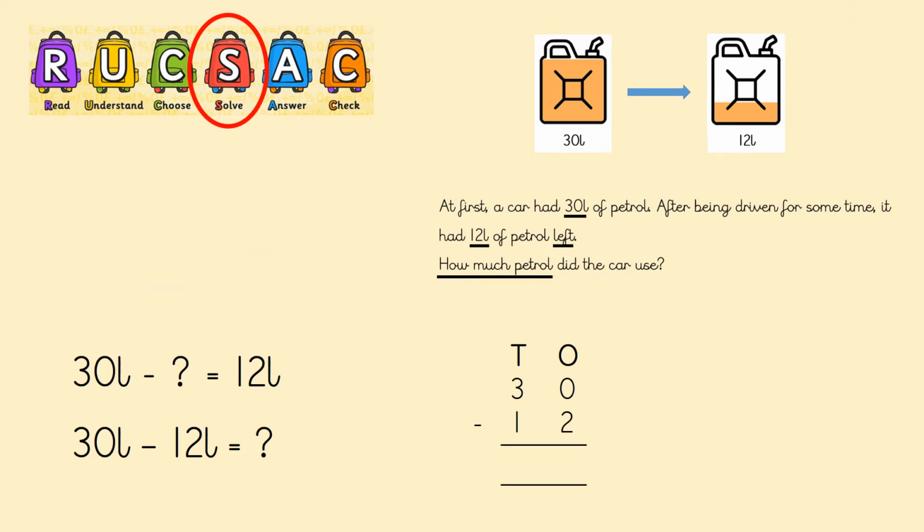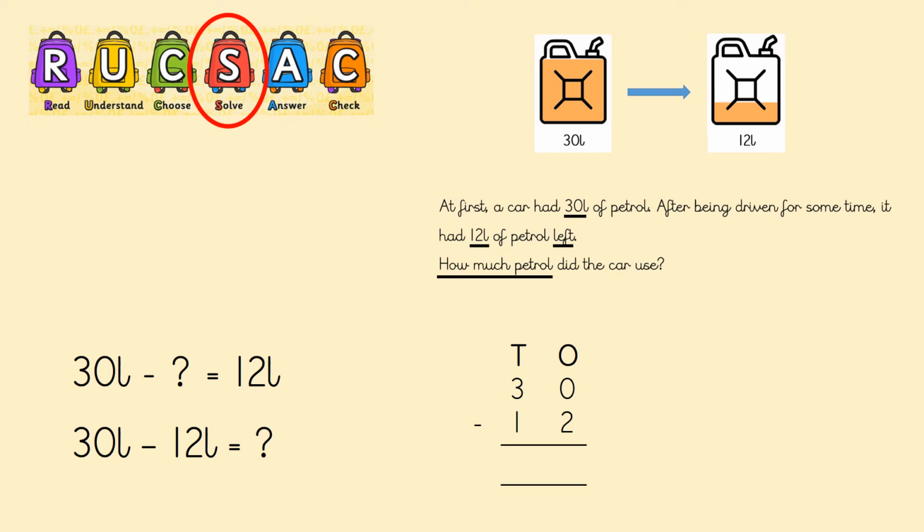So now it's time to solve it. So 30 litres, take away some amount, leaves us with 12 litres. We can rearrange that to say 30 litres, take away 12 litres, leaves us with the sum amount. I'm going to use the column method for this. I've drawn my T for tens and my O for ones. I've got 30 on top, that's the biggest number, that's what we started with, so that goes on top. And 12 goes underneath because 12 was taken away.